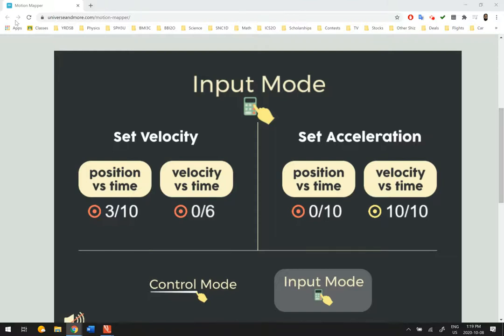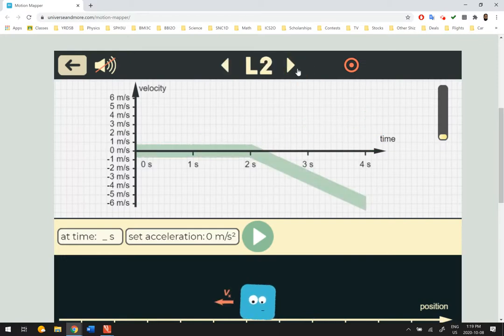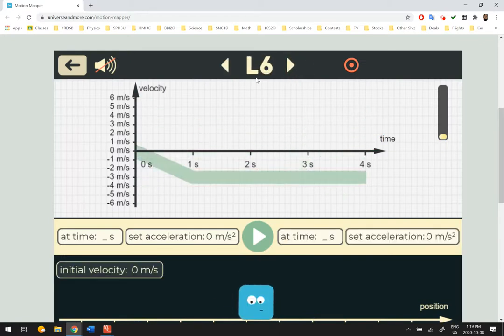So what we're looking at today is the Universe and More Motion Mapper game. We're looking at setting acceleration for a velocity versus time graph based on input mode. Over here, we are going to be looking at example number 6, level 6. What you have to do is set a specific time. What's the acceleration going to be?